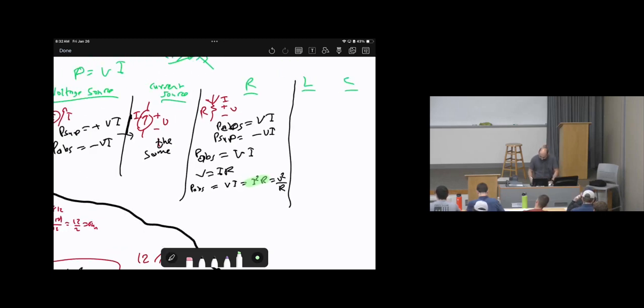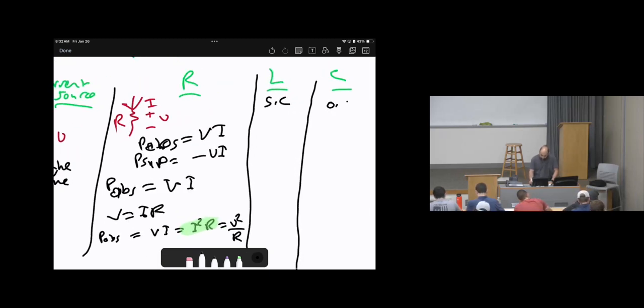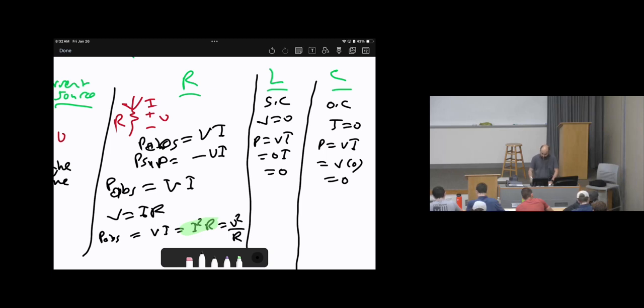Okay, how about the inductor and the capacitor? The inductor, we said it will be a short circuit. The capacitor is an open circuit. So the inductor, since it's a short circuit, means the voltage equals 0. The capacitor, open circuit, I equals 0. P equals V times I, which means 0 times I, therefore 0. For the capacitor, P equals V times I, and it's going to be V times 0, so the answer will be 0. This means no power consumed or absorbed in DC. No power in DC.